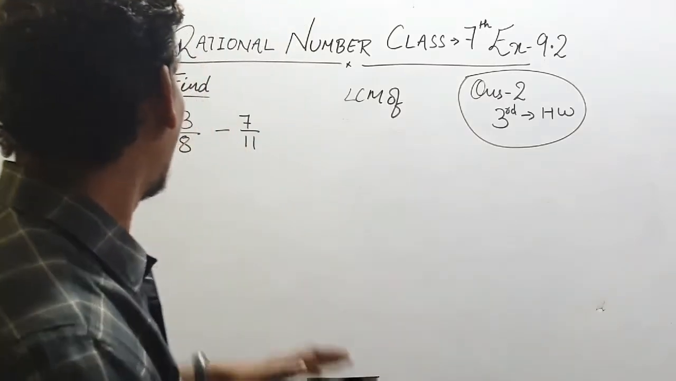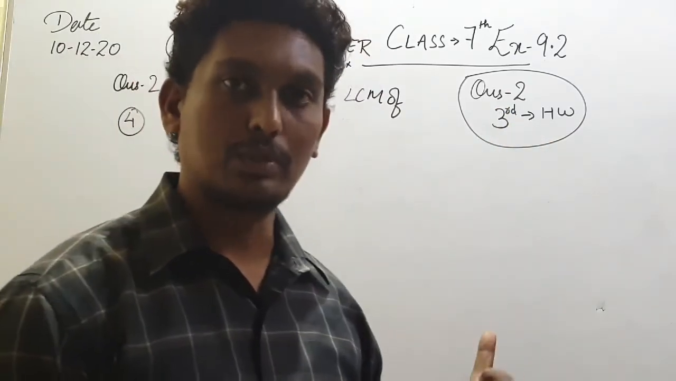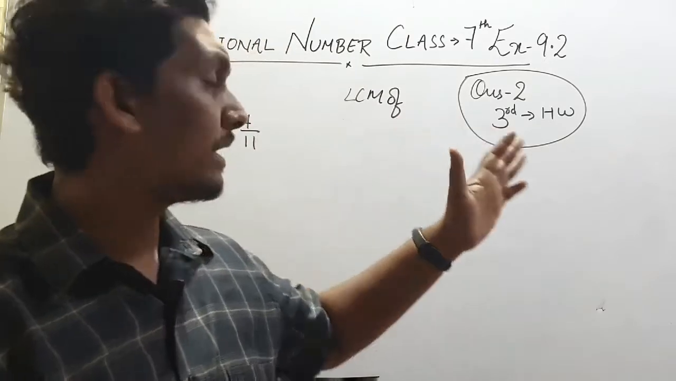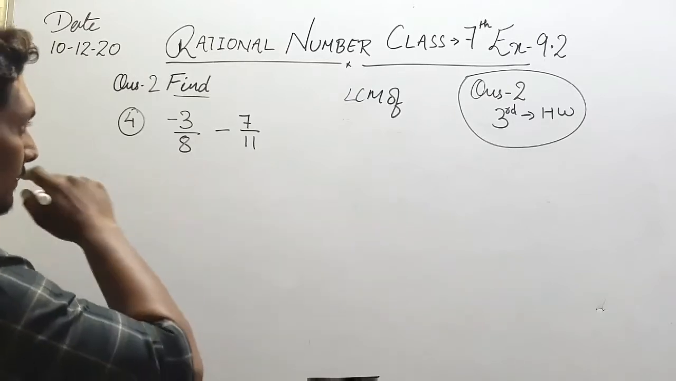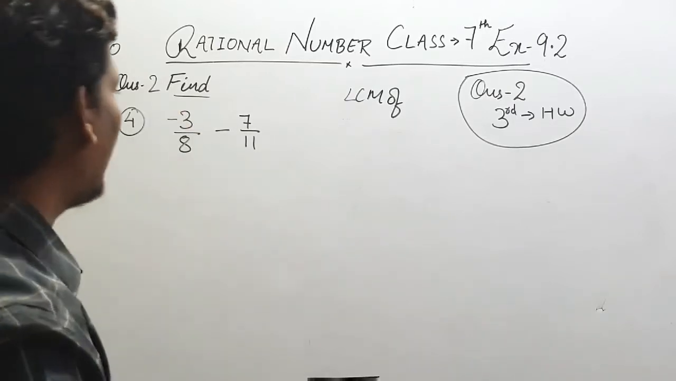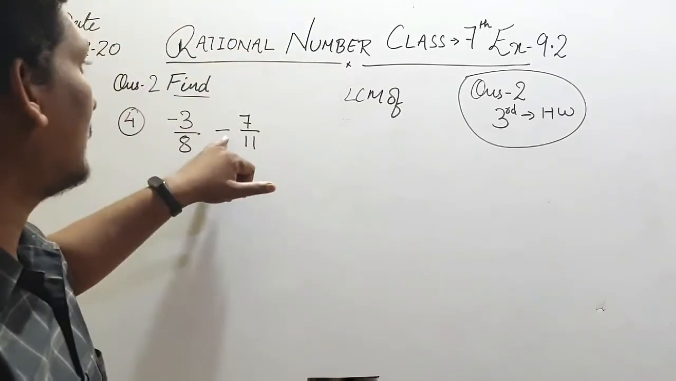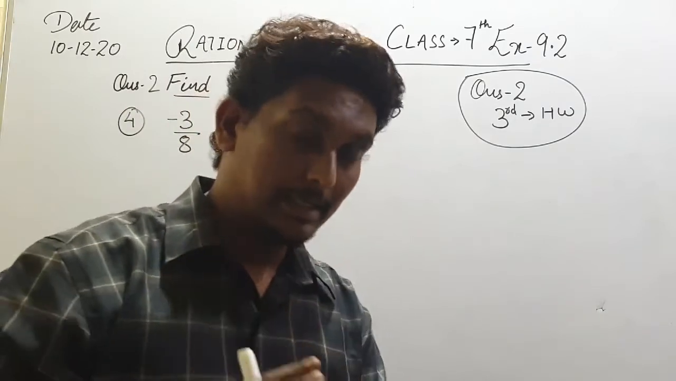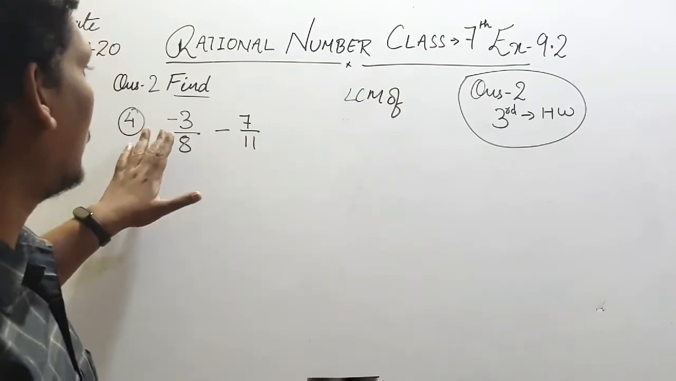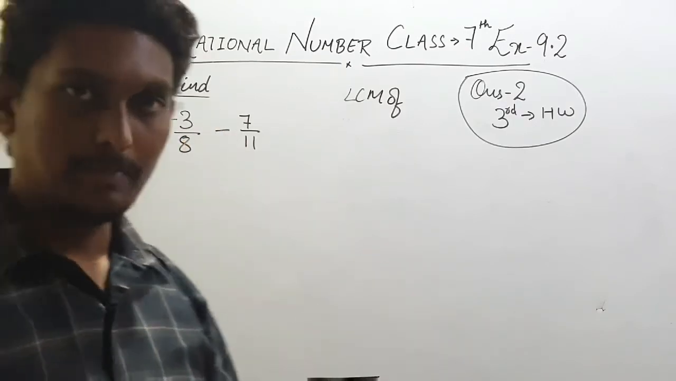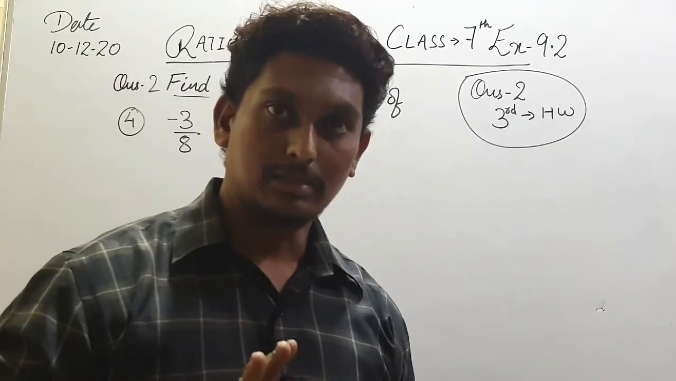So question number 2, the third one is homework for you. I'm going to do the fourth one. Already first and second we have done, and the third one is homework. The fourth question I'm going to do here. So minus 3 by 8 minus 7 by 11. Here this minus and this minus, don't put a plus sign there. It's a separate sign. It's a negative rational number, and this is the main sign, right? So this minus and this minus will not become plus.